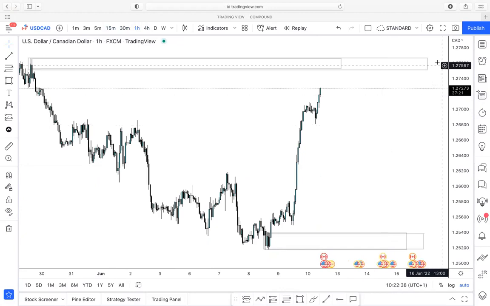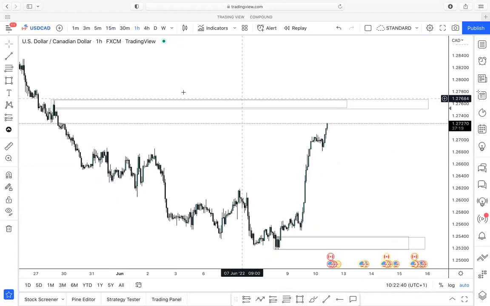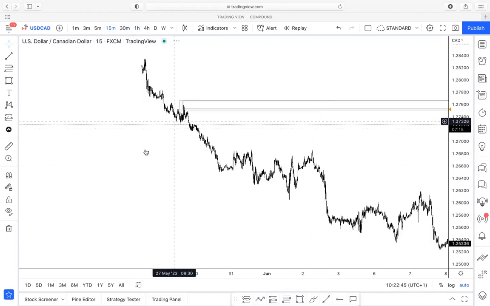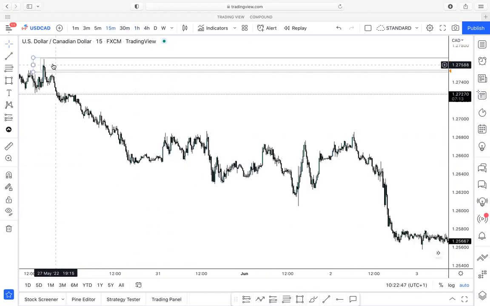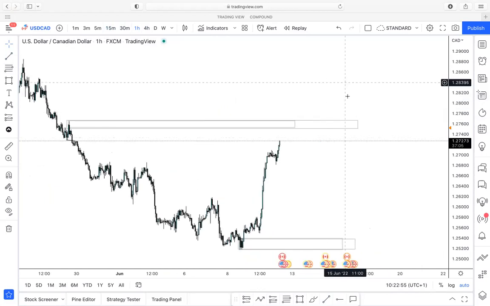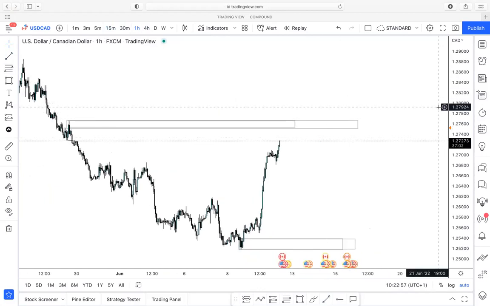Okay, next one, USD CAD. So I had marked the zone now in the 15-minute here because I'll just show you on the 15. This zone broke this structure, yeah. Most extreme from that break, and we're pumping up heavily. So once we hit there, I'll be looking for sales.